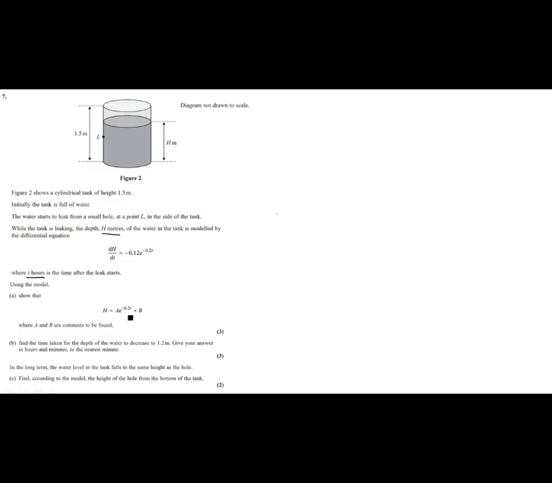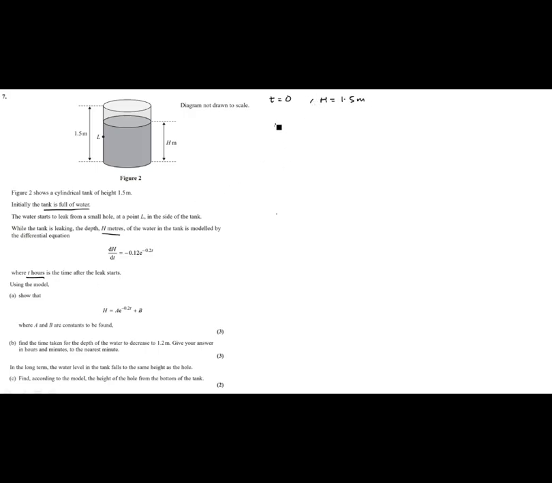Now show that h is equal to a e to the power minus 0.2 t plus b, where a and b are constants to be found. So for the first question, we basically have to solve this differential equation to get the values of a and b. First thing I will write down: initially the tank is full of water, so when time is 0, the value of h will be 1.5 meters. We may need this information later.